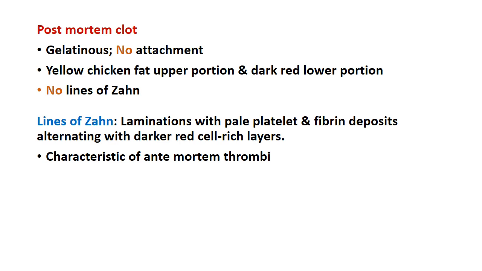And there are no lines of Zahn when it comes to the postmortem clot. With the lines of Zahn, we get to know at the time of autopsy whether thrombus is antemortem or postmortem. So lines of Zahn are nothing but bands which are seen in association with pale platelets and fibrin deposits, alternating with darker red cell rich areas. So we have pale bands alternated with dark bands. That gives you a laminated appearance. So this is what are called lines of Zahn, and this is a property of antemortem thrombus. So postmortem clot is not seen in association with lines of Zahn.